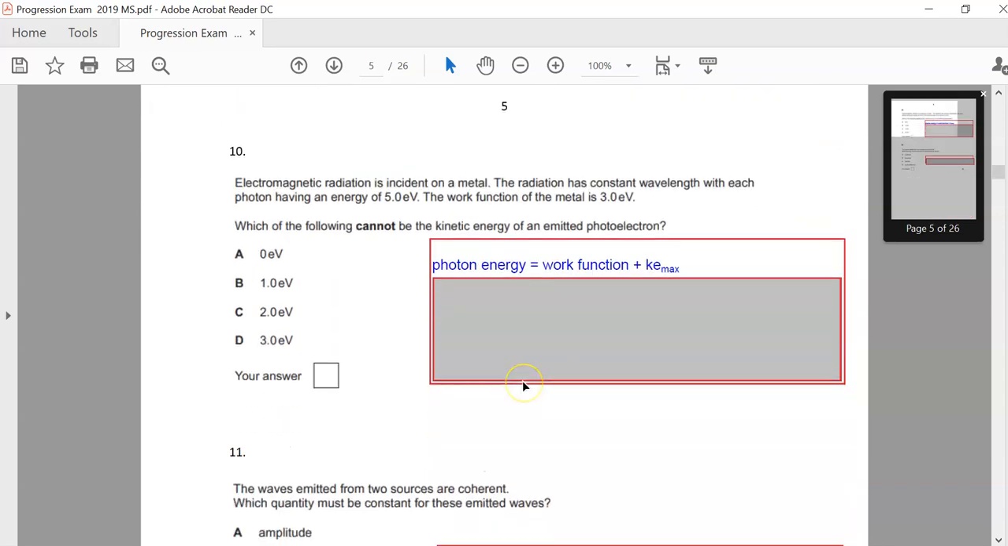Question 10. Now this is a topic you haven't yet done, so I'll leave this one. The photon energy though, you could get started on this if you wanted to. Photon energy is equal to the work function plus Ke max. Now that equation we will study in much more detail in quantum physics. So not essential to do it now, but here we'll be talking about particles of energy.